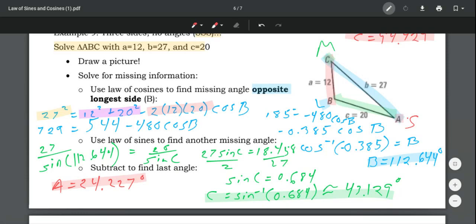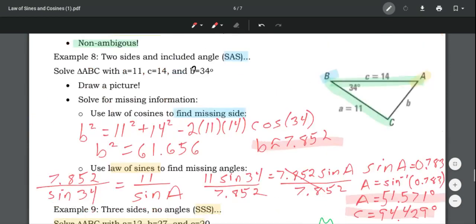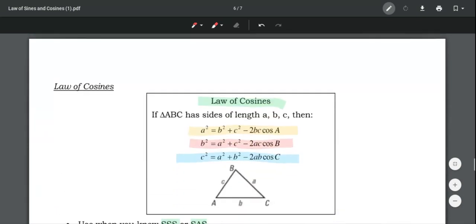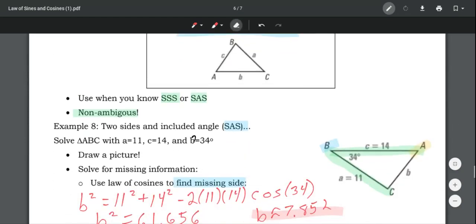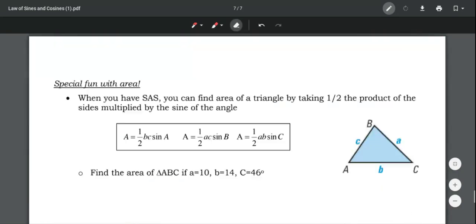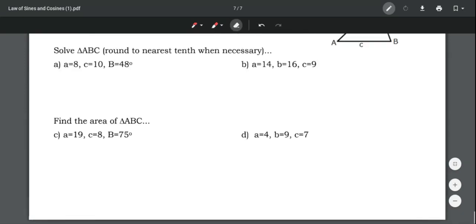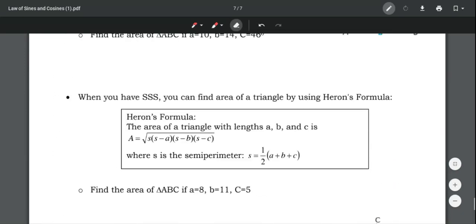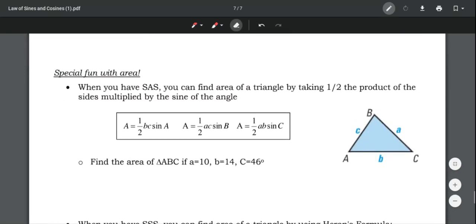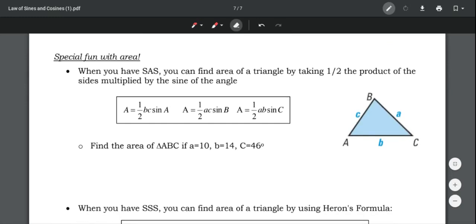All right, guys. So this is the second case, and this is when we use our law of cosines, when we have SSS or SAS. All right, guys. So let's take a look. You guys are going to actually skip this until next week. We're not going to deal with the area of anything until next week.